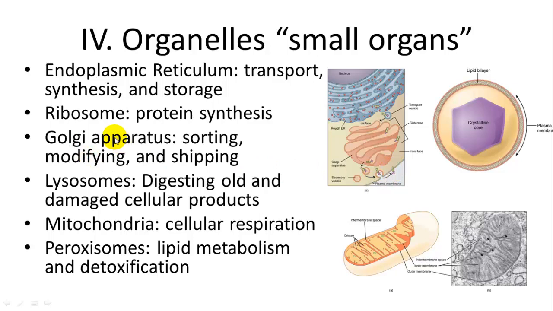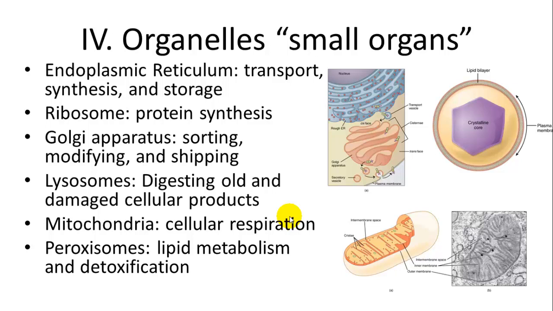The Golgi apparatus does something similar. As it goes through the Golgi apparatus, the protein may be modified or structured differently and then sent off somewhere else. The Golgi apparatus can also make vesicles for other things other than proteins as well. Lysosomes are important for digesting old or damaged or infected organelles or parts of the cell.